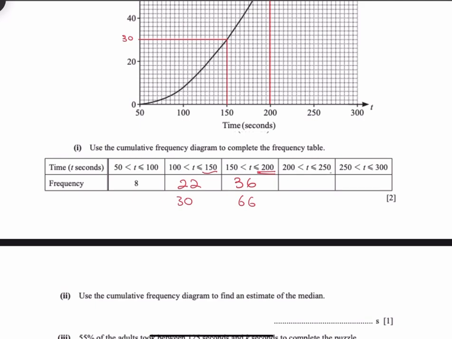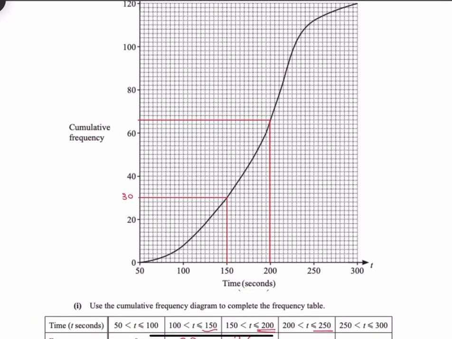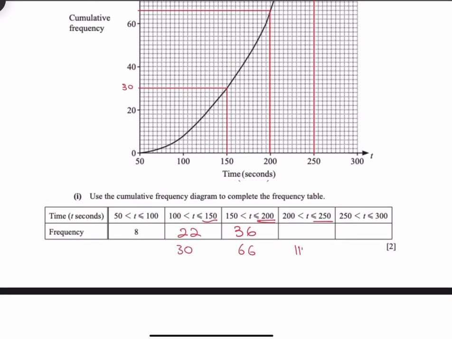Then go to the 250. Going to the 250 again. So with the 250, as accurately as possible. And then from here, in this direction, that is 102, 4, 6, 8, 10, 12, 112. So this is 112. So 112 minus 66.